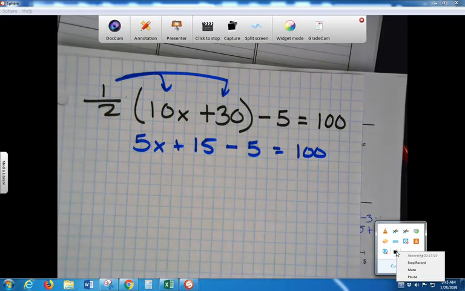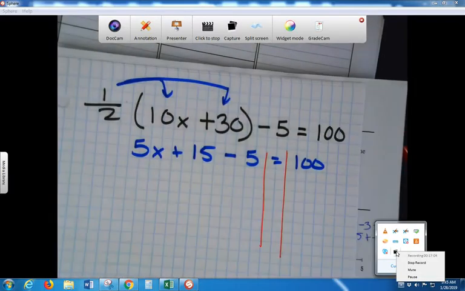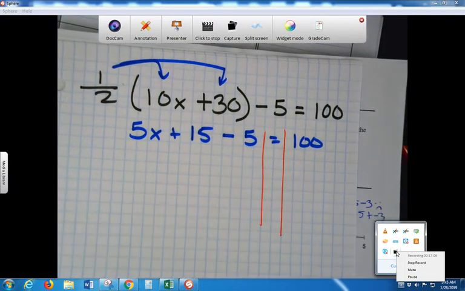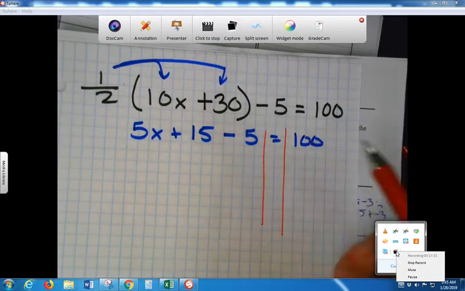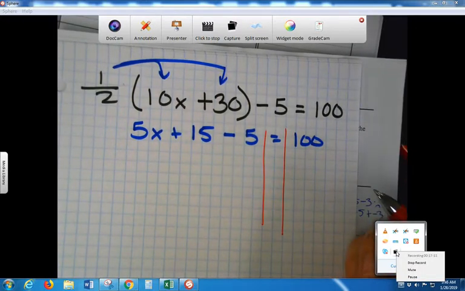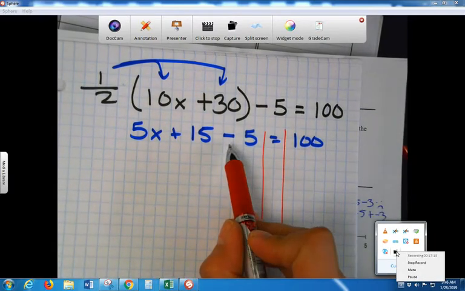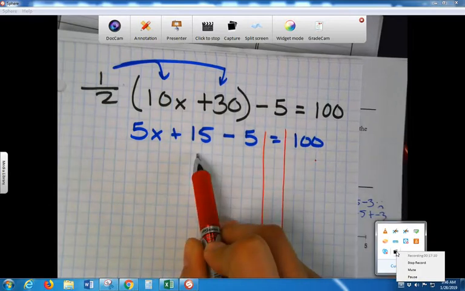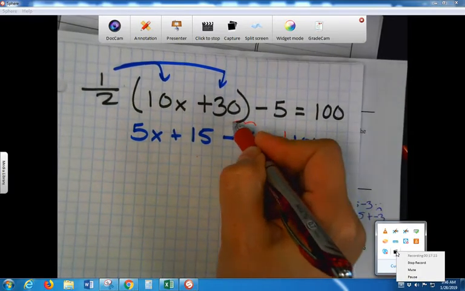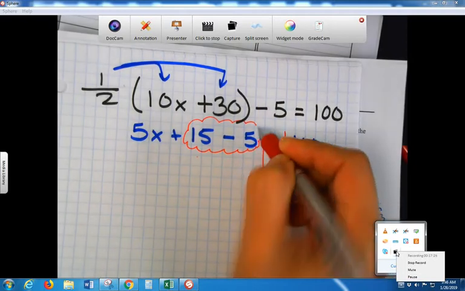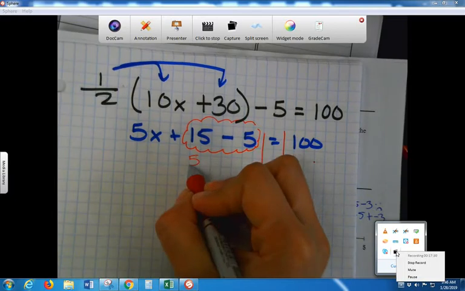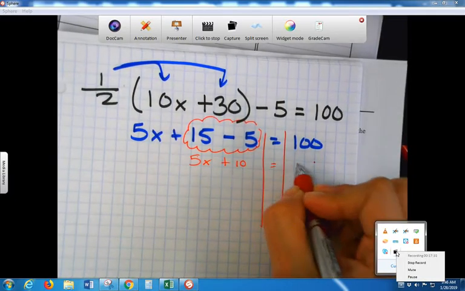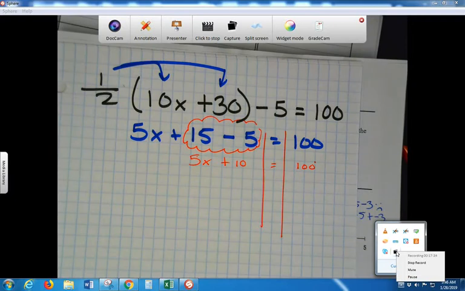All right, now what? Bars. Right now it's minus 5. Okay, you could take plus 5, plus 5. Then minus 15, minus 15. Or, do that, right? Simplifying, that makes sense. So it would be 5x plus 10 equals 100. Do it on your paper.